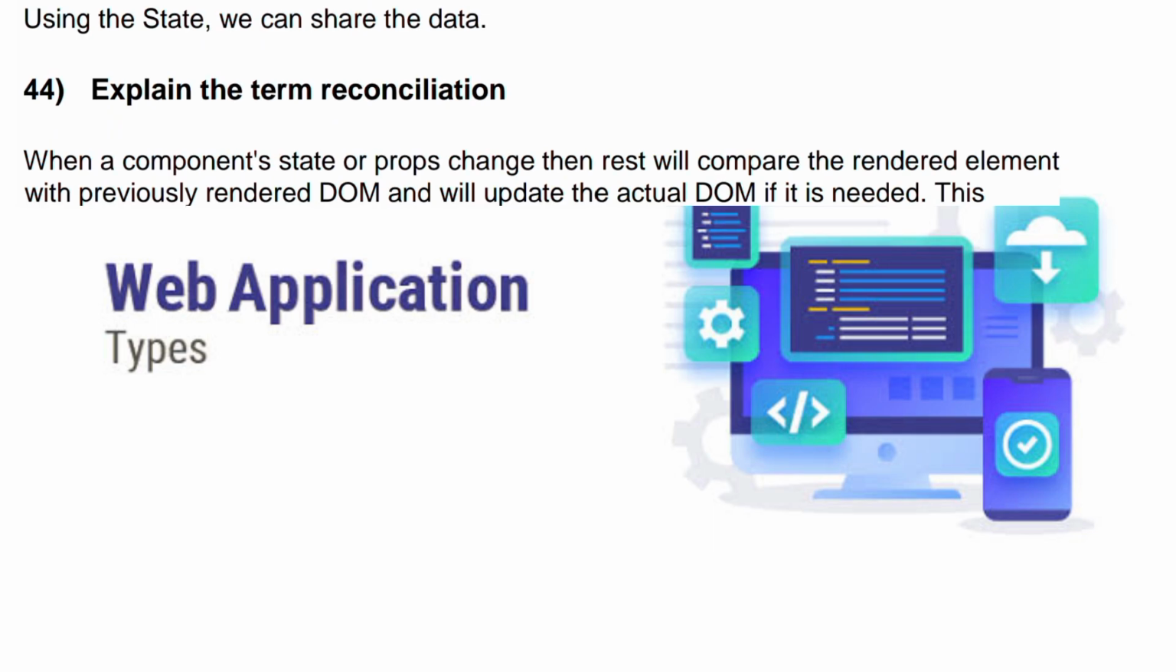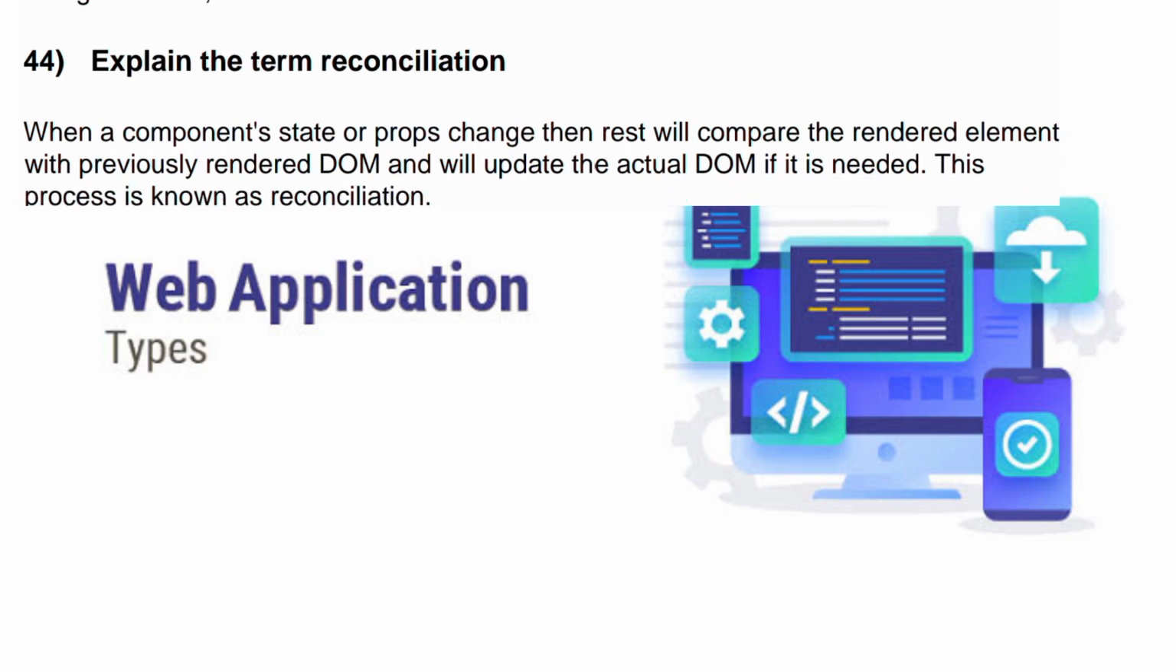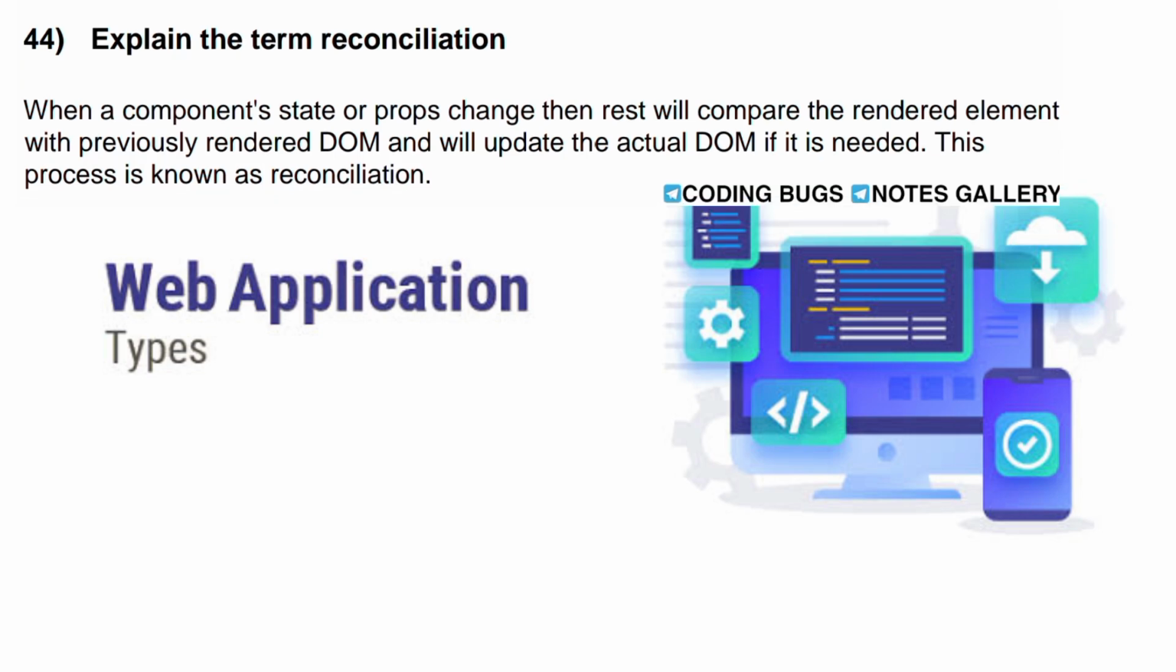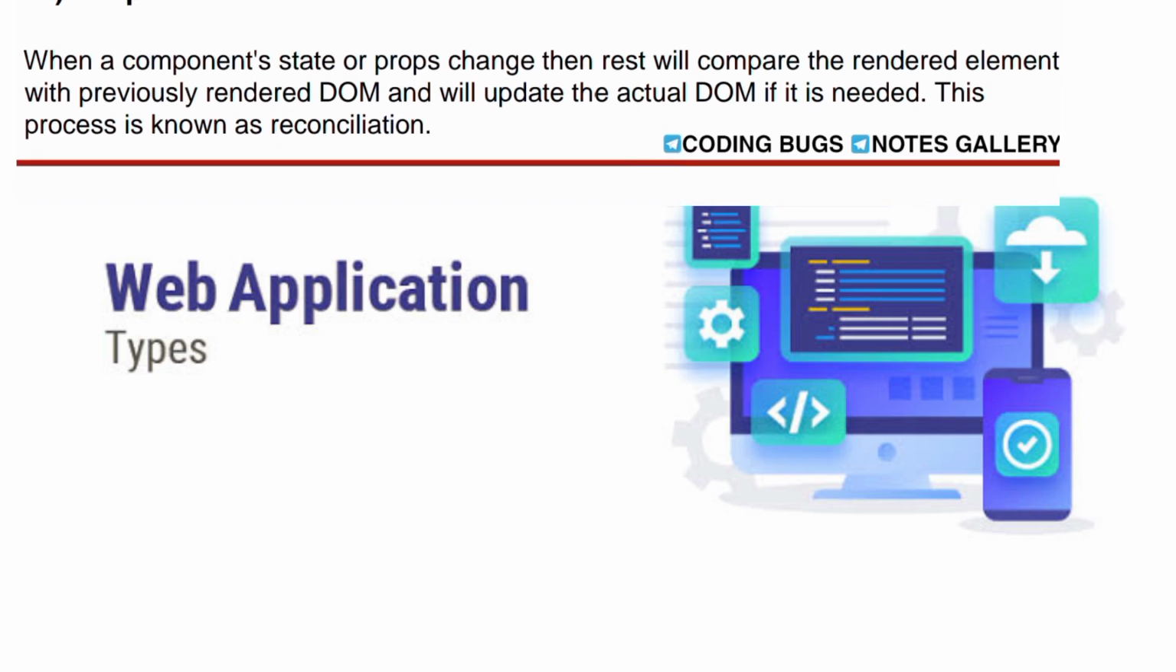Now the next question, explain the term reconciliation. When a component's state or props change, React will compare the newly rendered element with the previously rendered DOM and will update the actual DOM if it is needed. This process is known as reconciliation.